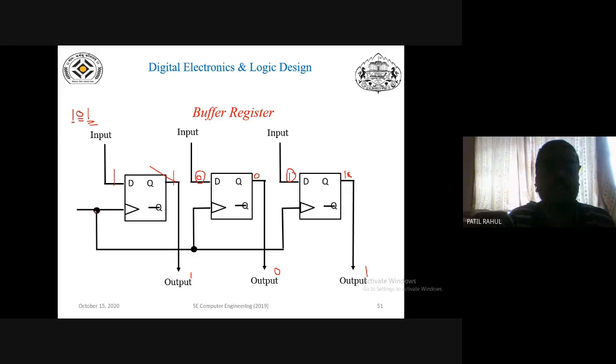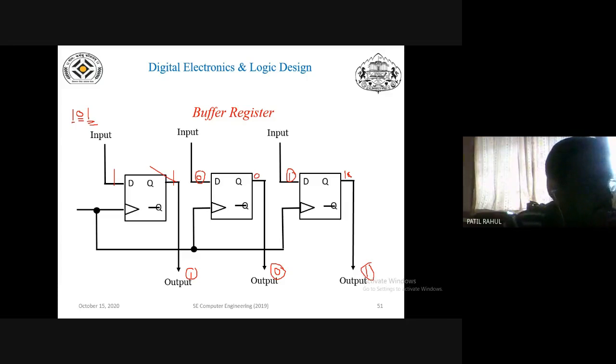When one clock pulse has completed, this data is transferred to the output side. Here you observe that the same clock pulse is applied to these 3 D flip-flops. So within one clock pulse you get the output, meaning this 1 is passed at this output, this 0 is passed at this output, and this 1 is passed at this output. You can say that within one clock cycle you can transfer the information from the input side to the output side. So this is the operation of the buffer register. In this buffer register, you are using D flip-flops, and all these flip-flops are connected to a common clock pulse.